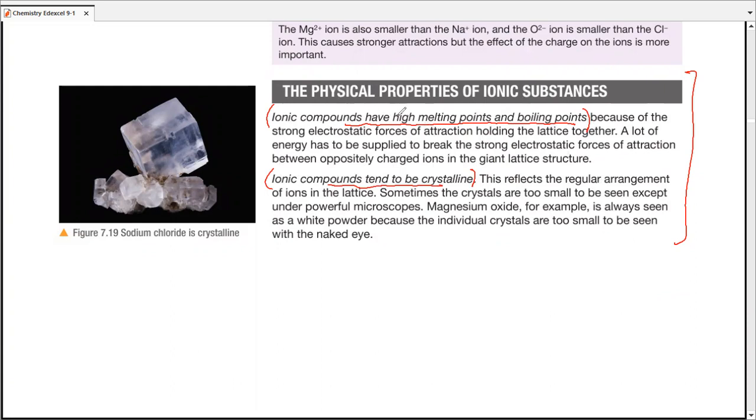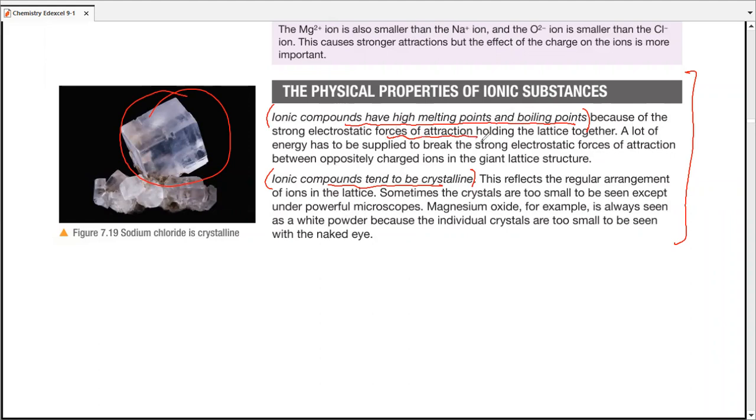So the first property is ionic compounds have high melting and boiling points. The second property is ionic compounds tend to be crystalline, which means they are crystals, solid crystals, like this one. This crystal has a specific shape. That's why we use the word crystal. Now, they have high melting and boiling points because they have strong electrostatic forces of attraction.